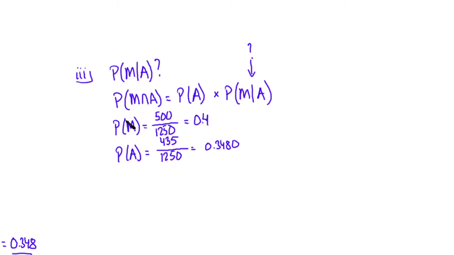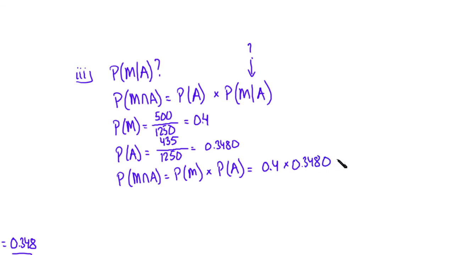And now we can go ahead and calculate the probability of the left-hand side here, the probability of a student being male and having blood type A. It's simply going to be the product of the probability of a student being male times the probability of a student having blood type A, which is 0.4 times 0.3480. So this is 0.1392.